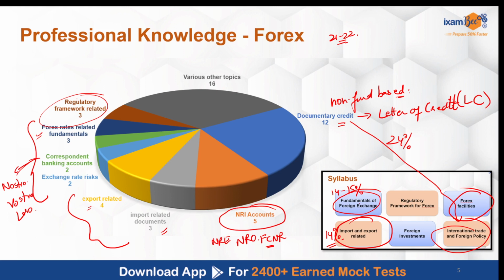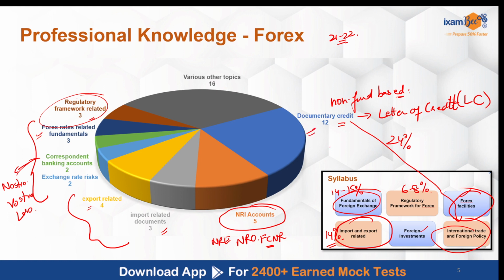Your regulatory framework, 3 questions we got to know, it could be higher also, so around 6 to 8% from regulatory framework. Various other topics were there which included from Forex investments, from Forex facilities, and maybe some other of these topics combined, but very safely you can say international trade through documentary credit was highest weightage.